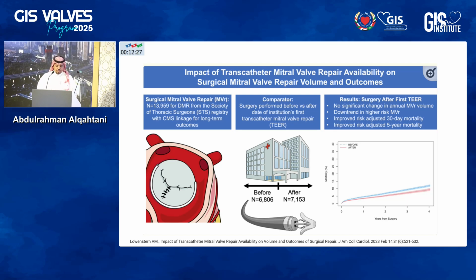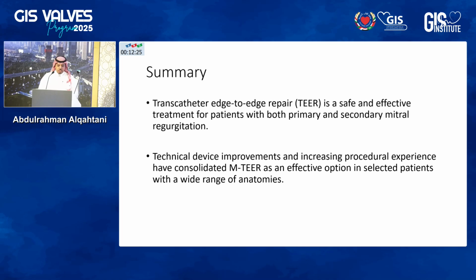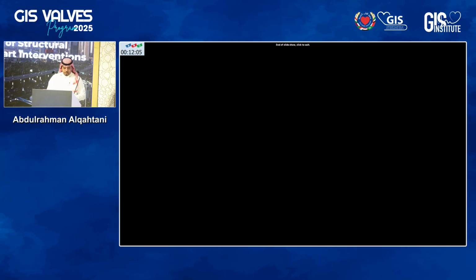So in summary, transcatheter M-TEER is safe and effective in treating patients with both primary and secondary. The guidelines still consider it 2A. And technical improvement and increasing procedural experience have consolidated M-TEER as an effective option in selected patients with a wide range of anatomy. Thank you. Thank you, Dr. Abdulrahman.